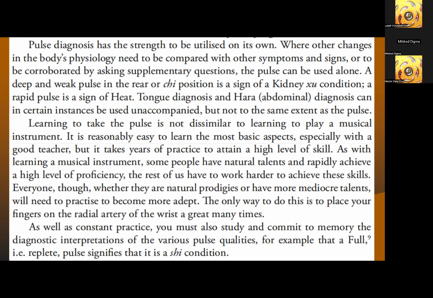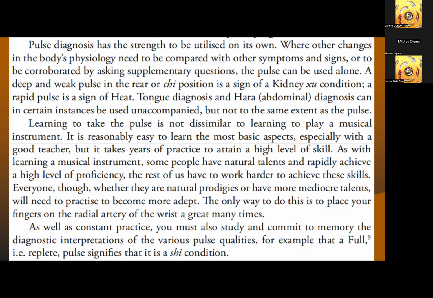Kung walang practice, wala talaga mangyayari. So, the only way to do this is to place your fingers on the radial artery of the wrist a great many times. So aside from constant practice, kailangan you have to study and to commit to memory the diagnostic interpretations of the various pulse qualities. For example, yung full, replete pulse signifies na it is excess or a Shi condition.